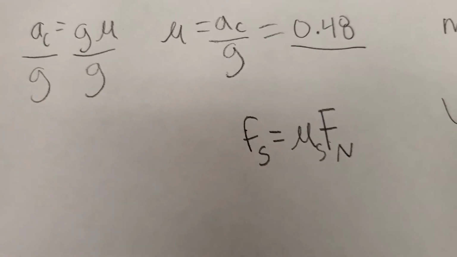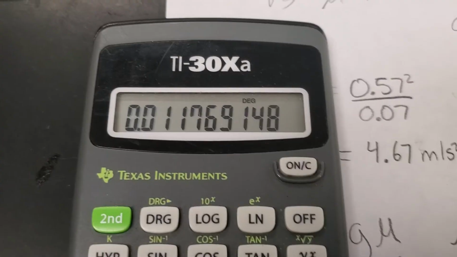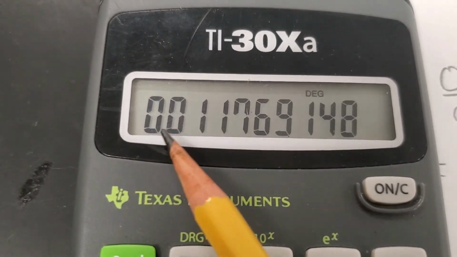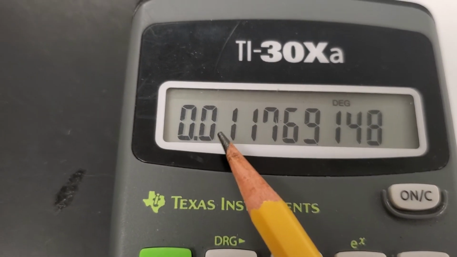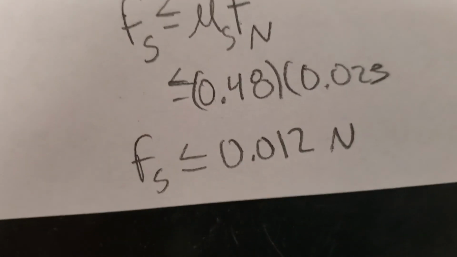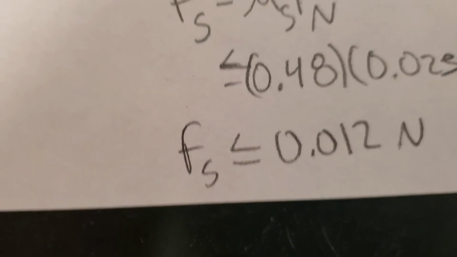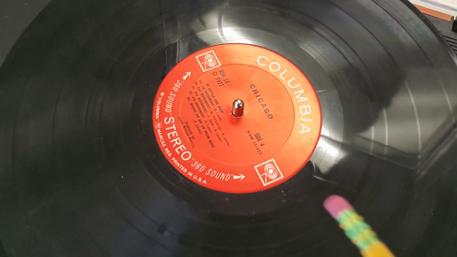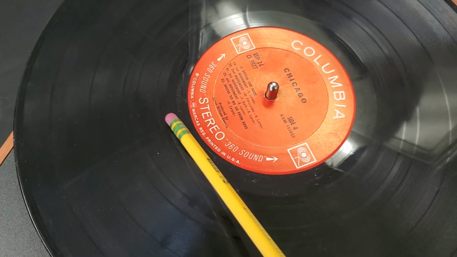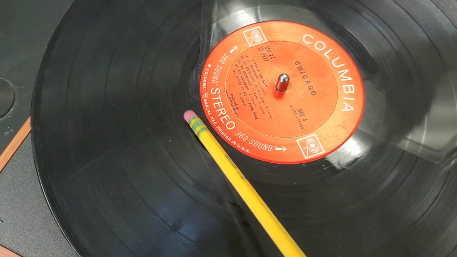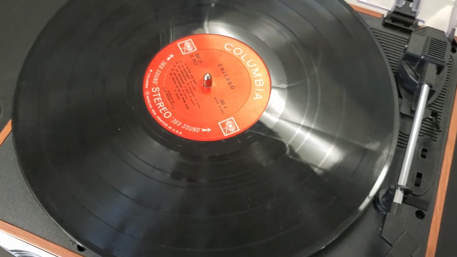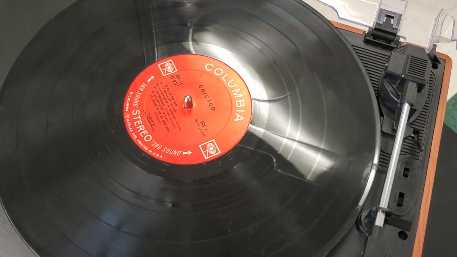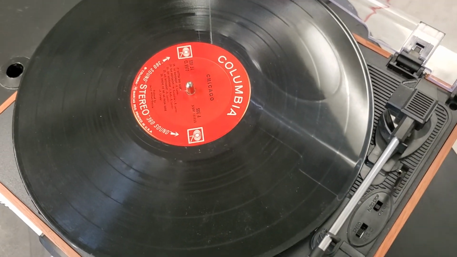All right, cool. So let's find this. So then you get the frictional force is less than or equal to 0.012, meaning because that penny flew off this right here, what was the centripetal force that it was feeling? What was the centripetal force? Greater or less than? Very good. It was greater than.